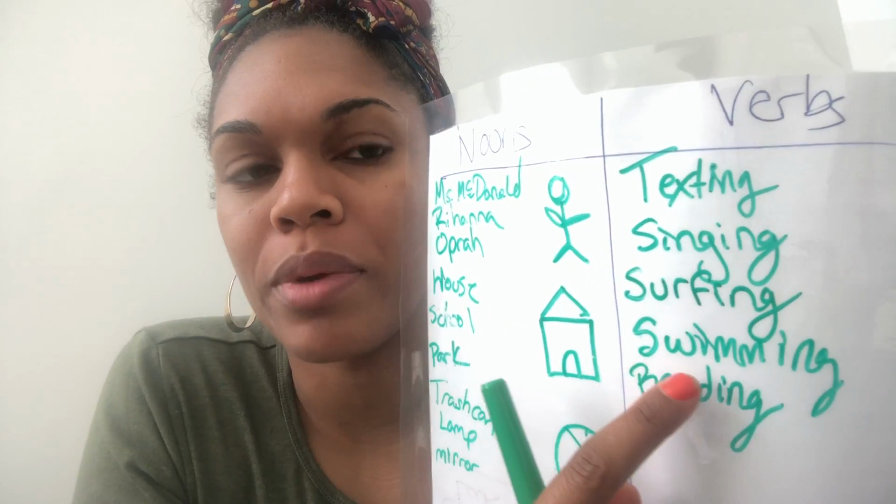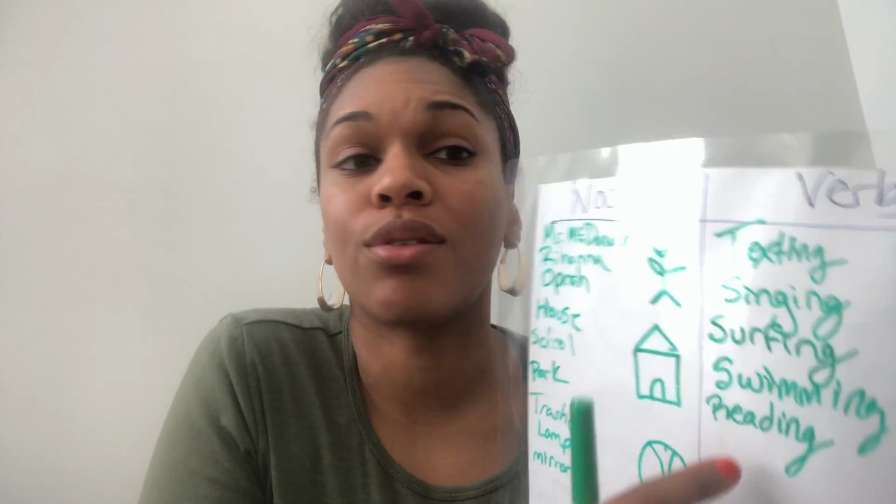I wrote down, I would really like to go swimming. I really would love to go swimming right about now. I want to swim in the big blue ocean and be at the beach. That would be great. And my next one, I said I'd really like to be reading.